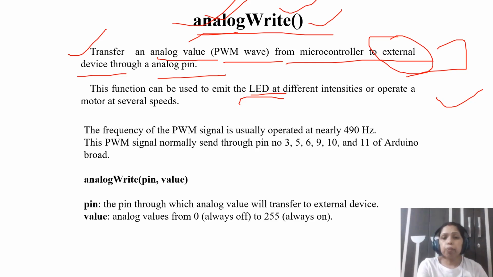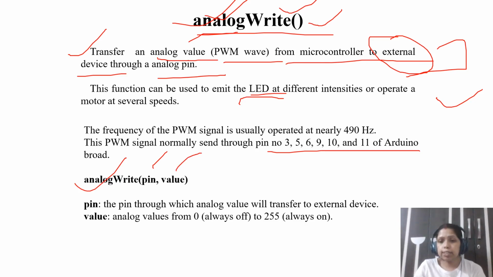Normally pins 3, 5, 6, 9, 10 and 11 are the pins where we can send the PWM signal or analog signal. What is the syntax for the analogWrite operation? After writing analogWrite, the a is small and the W is capital. Within brackets you have to pass the pin number and the value.